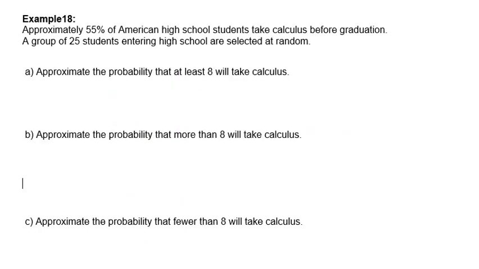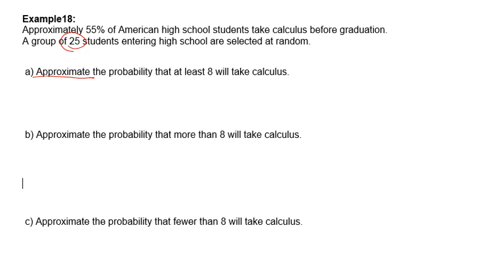Now for number 18. For this one, I'm only going to set up the problem for you because there's just too much going on here. So I'm going to set it up, and then you can actually do the math yourself, right? So read the problem. Pause the video. All right. This is a binomial problem because we're looking for the probability that at least 8, or more than 8, or fewer than 8 take calculus. Whatever, we're counting how many are taking calculus out of a group of 25. So this is binomial. They want us to use the normal approximation to the binomial.